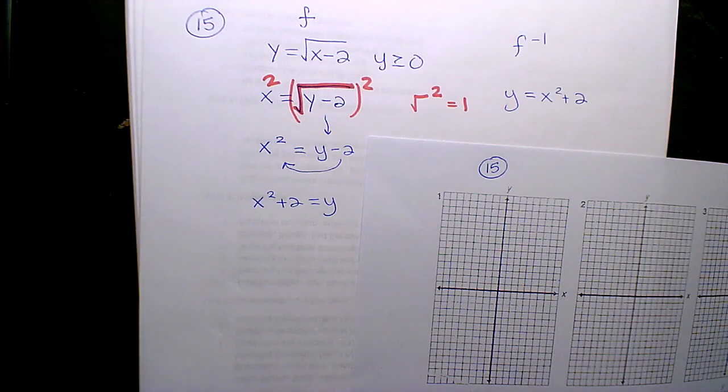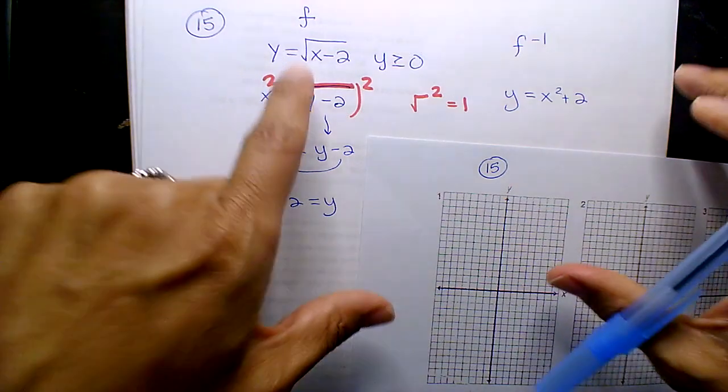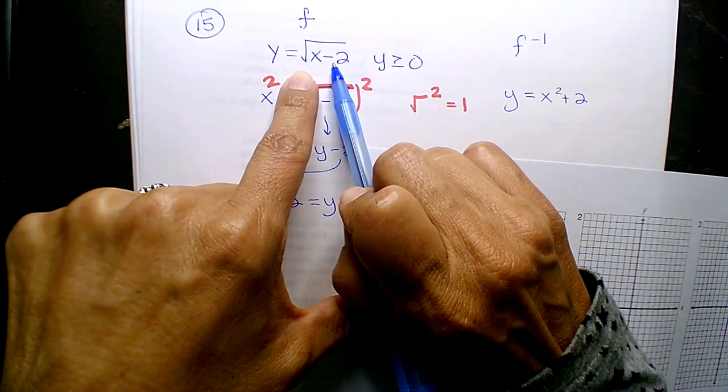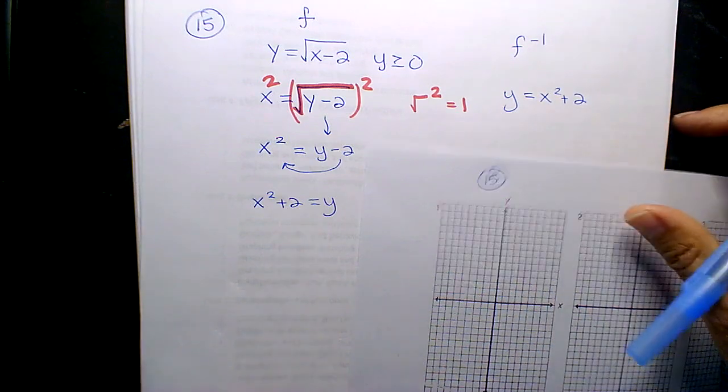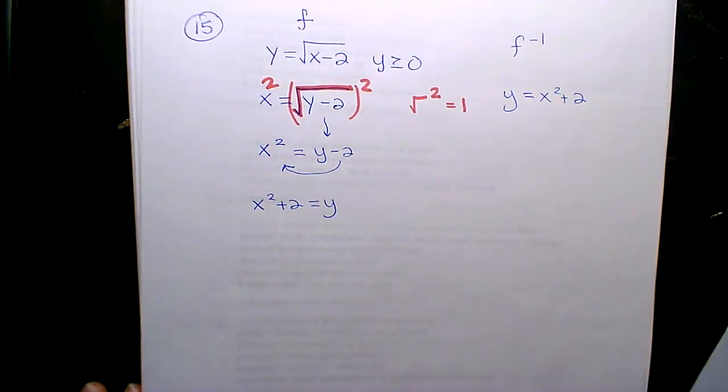All right, we found the inverse function yesterday. So our original function was square root of x minus 2. Our inverse function was x squared plus 2, right? Okay, so we'll come back to this part.